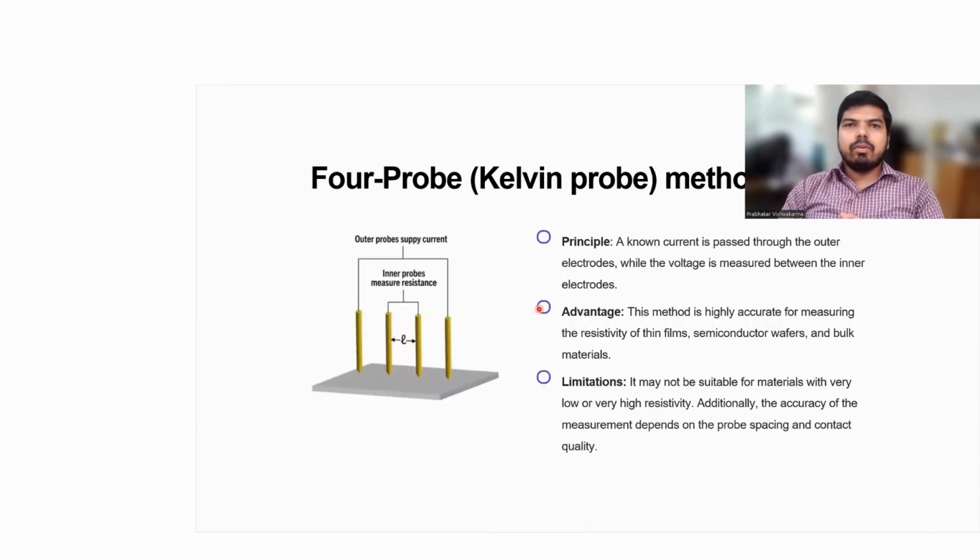In the four probe method, which is also called the Kelvin probe method, a known current is passed through the outer electrodes while voltage is measured between the inner electrodes. The advantage of this method is that it is highly accurate for measuring the resistivity of thin films, semiconductor wafers, and bulk material.